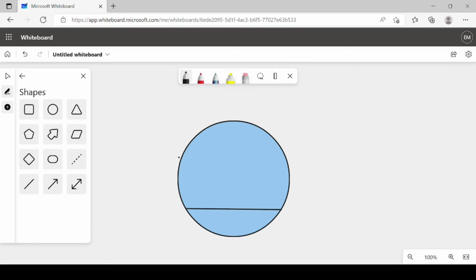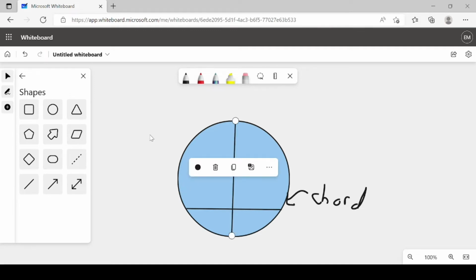Let's start off with the first one, number 1. Any line that reaches from one side of the circle to the other without passing through the centre, so that it comes below the diameter, is known as a chord. The perpendicular bisector of a chord will always pass through the centre of a circle. So if that's a perpendicular bisector, the middle of the circle would be here. It always passes through and meets the chord at 90 degrees.